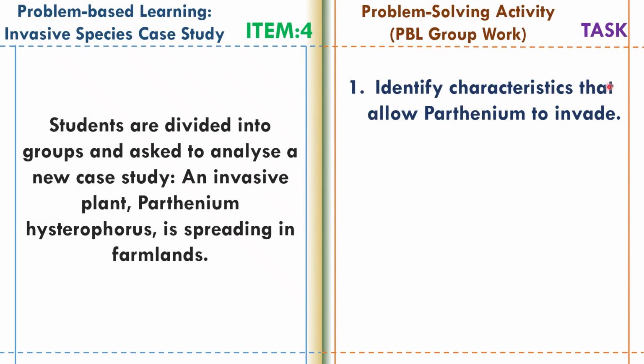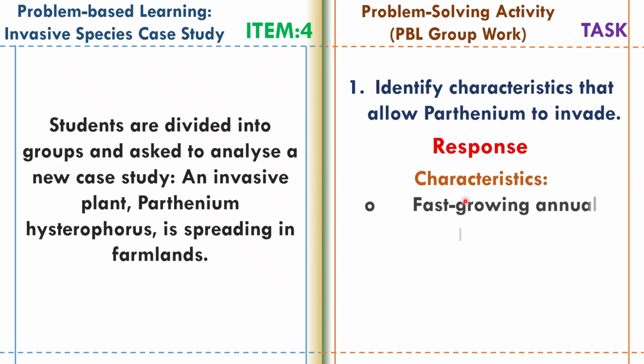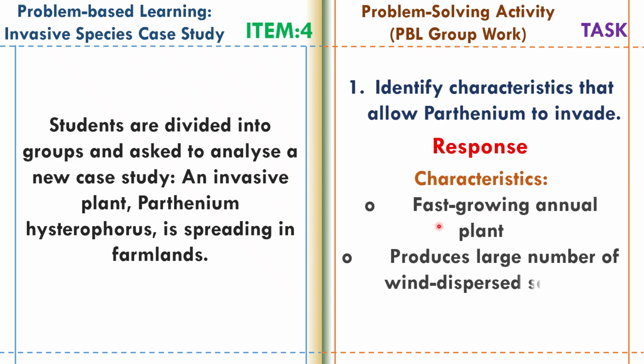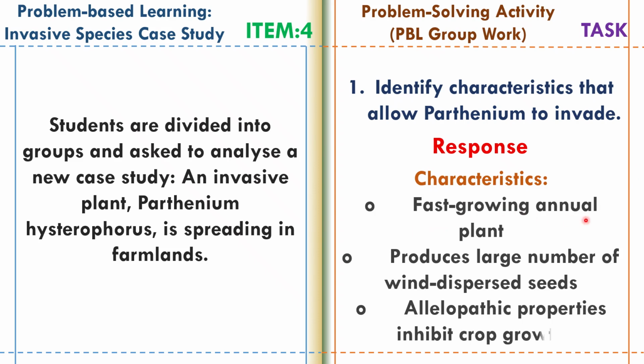Identify characteristics that allow Parthenium to invade. Characteristics include a fast-growing annual plant. It produces a large number of wind-dispersed seeds. It has allelopathic properties which inhibit crop growth.